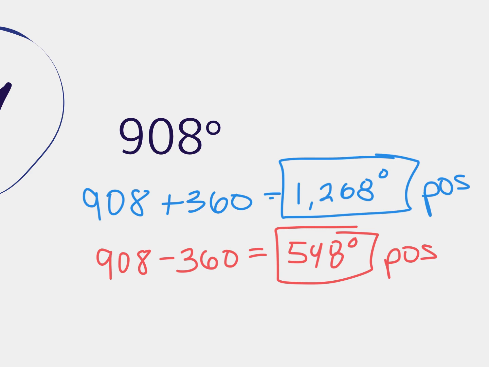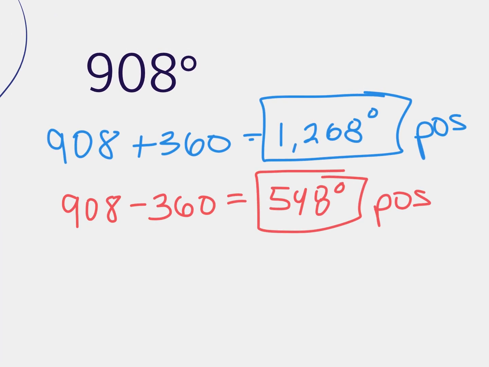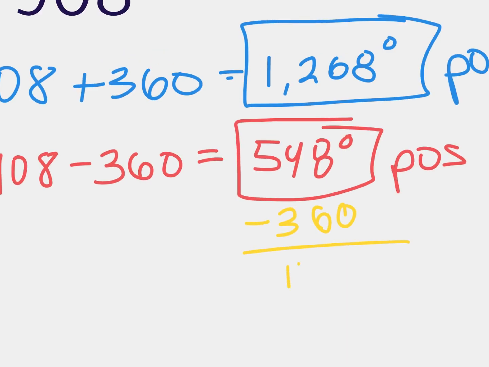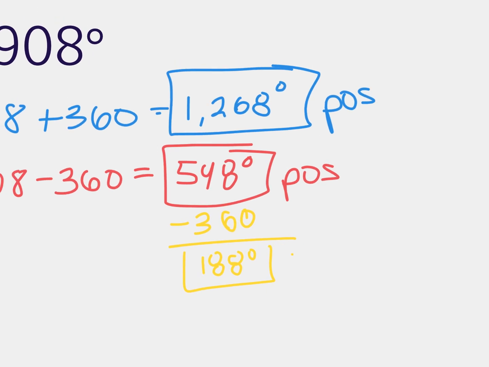But if you're asked to find one positive and one negative, what do you think I have to do to 548? I have to keep subtracting. I need to say, oh, I got to subtract another circle from that point. So I'm going to say 548 minus 360. It's always the angle first. So what's 548 minus 360? 188. Is that a coterminal angle? Yeah, it just happens to be what kind of one? A positive one. So I found three positives.